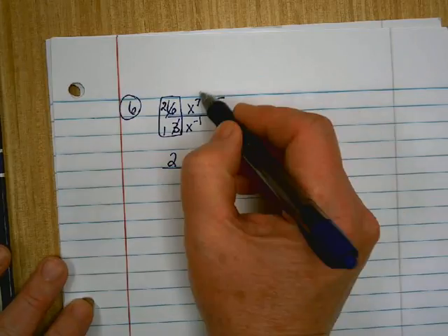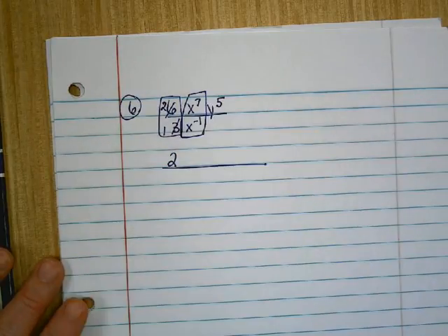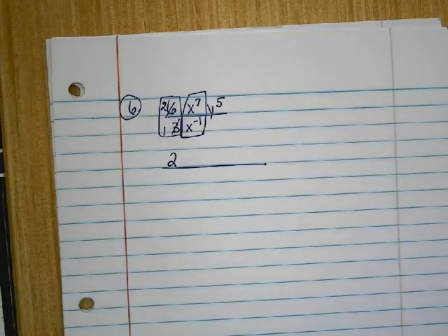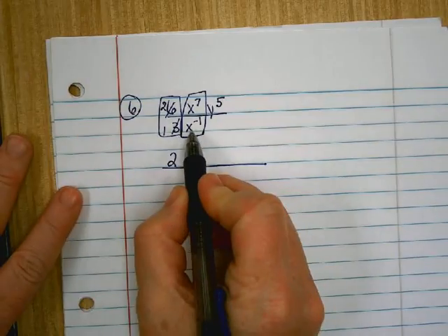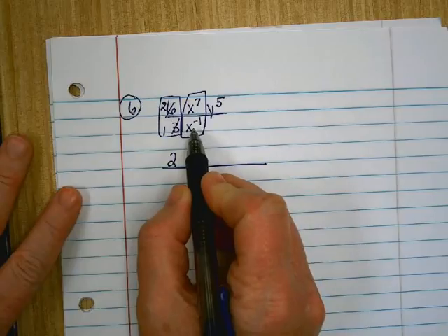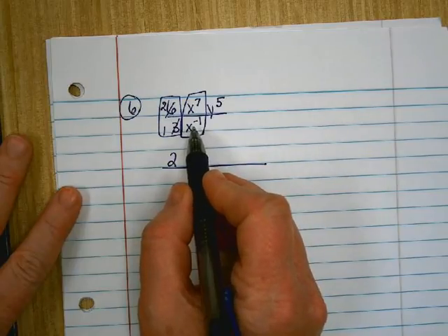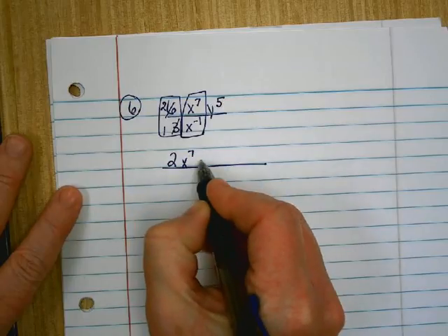X to the 7th over x to the negative 1. Okay? The way that my brain sees that problem is I look at that and think to myself, x to the negative 1 is in the wrong part of the fraction. It really needs to be moved to the top. So this really ought to say this.